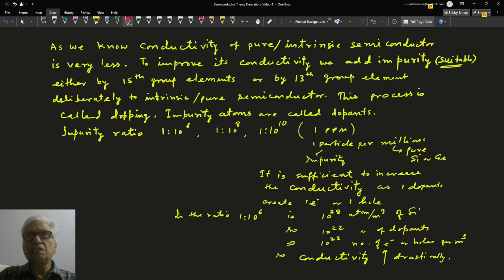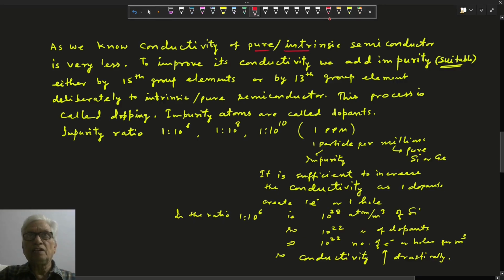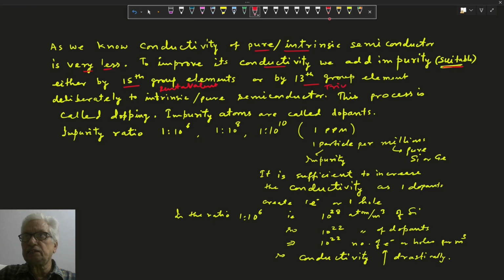As we know, the conductivity of a pure or intrinsic semiconductor is very low. To improve its conductivity, we add a suitable impurity, either from the 15th group or from the 13th group. It is a pentavalent impurity or a trivalent impurity. Adding it deliberately to the pure intrinsic semiconductor is called doping, and the impurity atoms are called dopants.